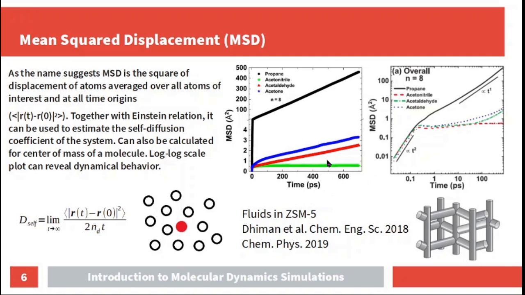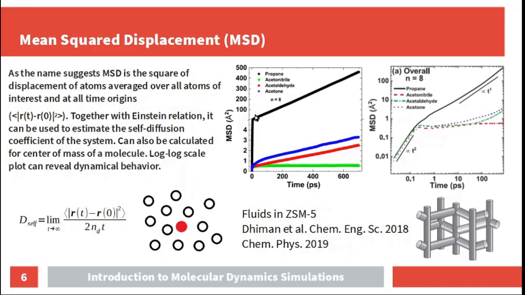For acetonitrile, this is a really low value. For acetaldehyde and acetone, it is relatively larger. And for propane, this is really large because you can see there is a break in scale here. So it is growing really, really fast as compared to all of these together. So what it means is that mean square displacement of propane grows very fast with respect to time.